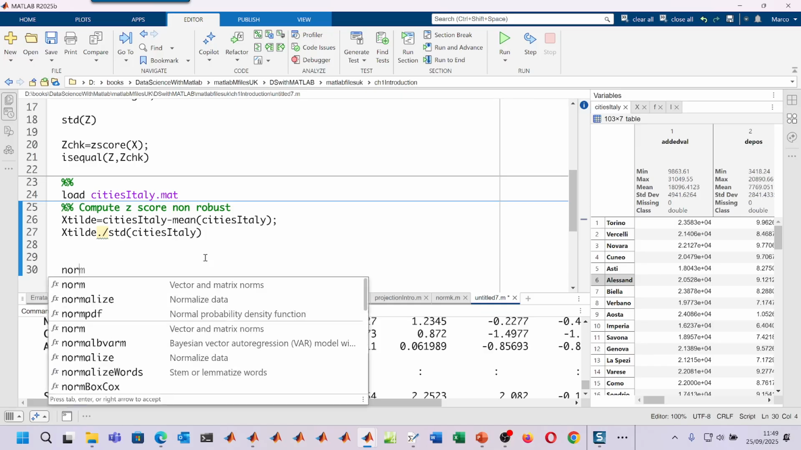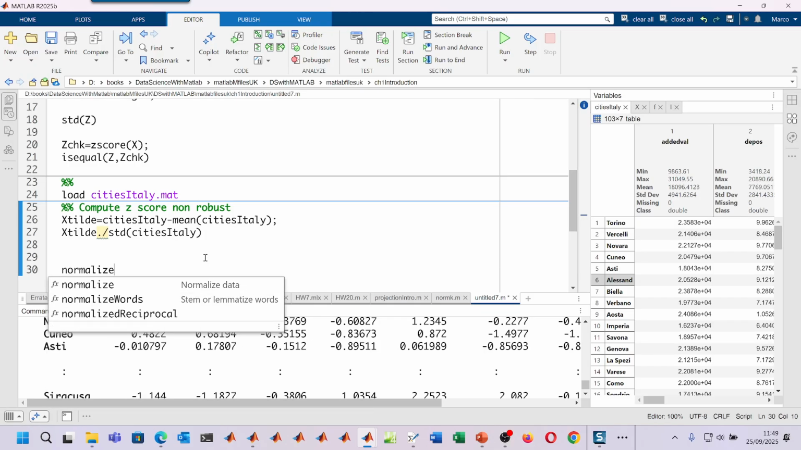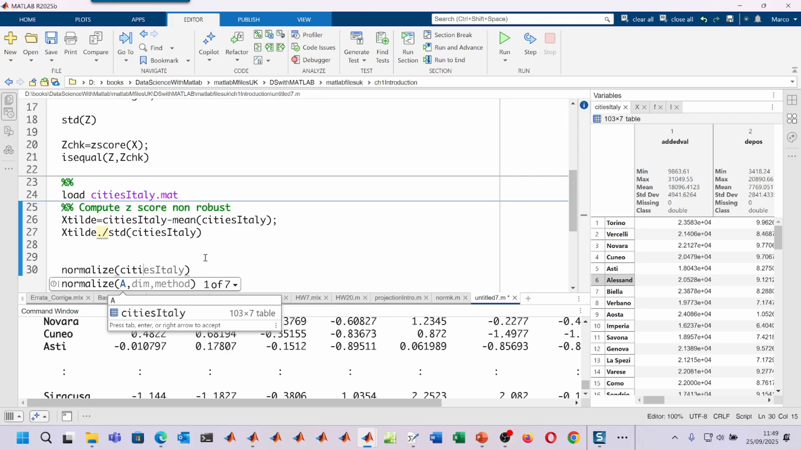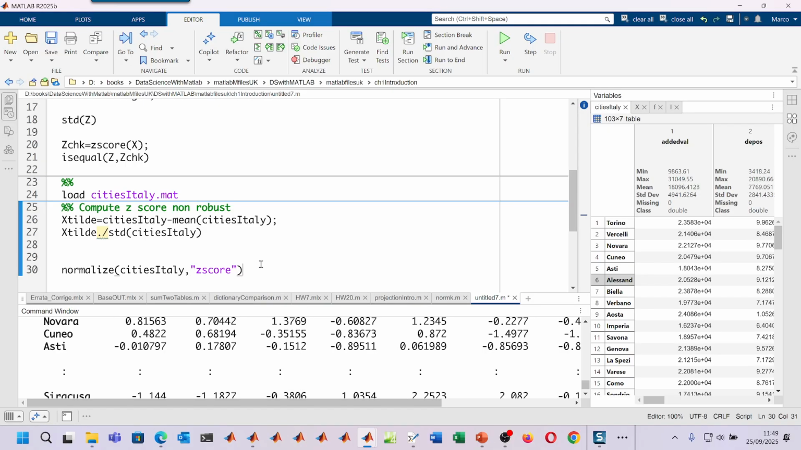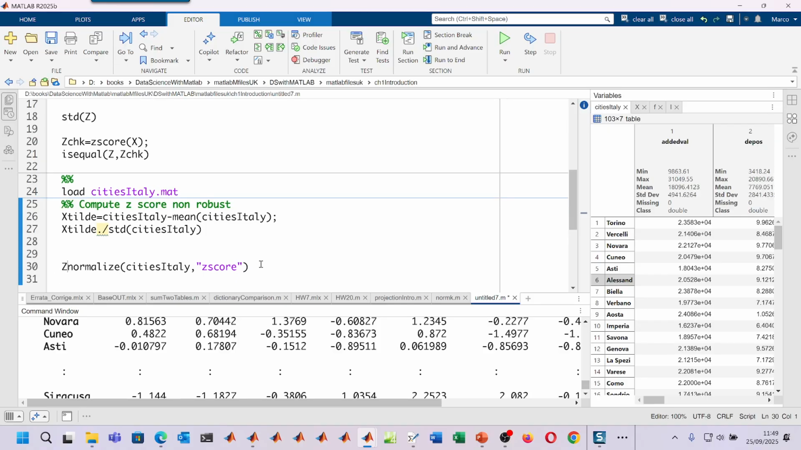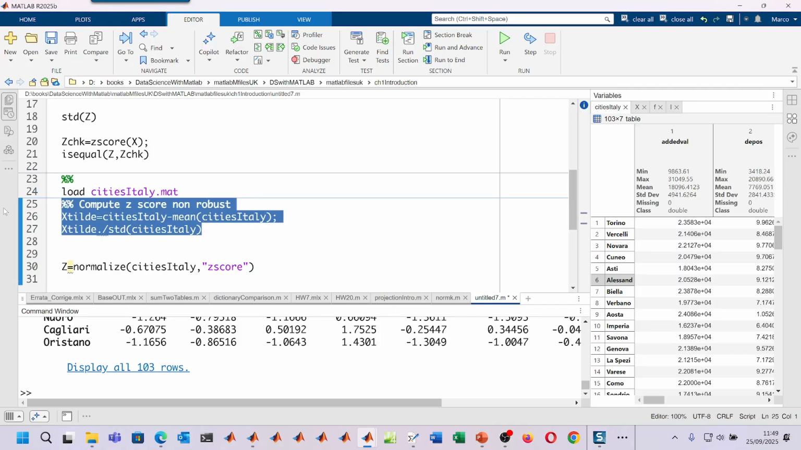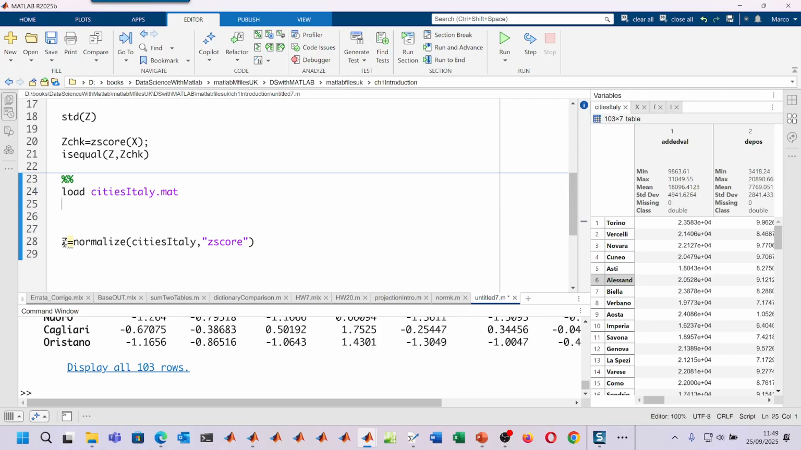Or otherwise, there is this function which is called normalize. Normalize Cities Italy, and then it asks what you want to do. Here I want to compute the Z-score. So let us try this, Z equals normalize. So avoid all these things, and use normalize.